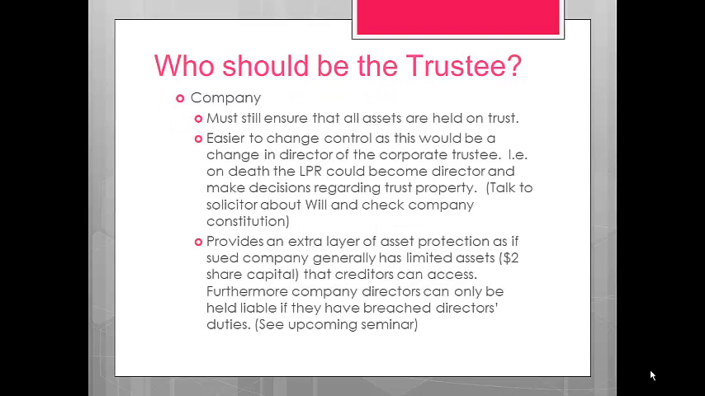If you have a company as trustee, you still need to ensure that all assets are held on trust, but it's easier to change control, as this would generally be a change in the director of the corporate trustee. For example, if the director of the trustee died, the legal personal representative could become director and make decisions regarding the trust property until a permanent director is found. And you should talk to a solicitor about your will and check the company constitution.